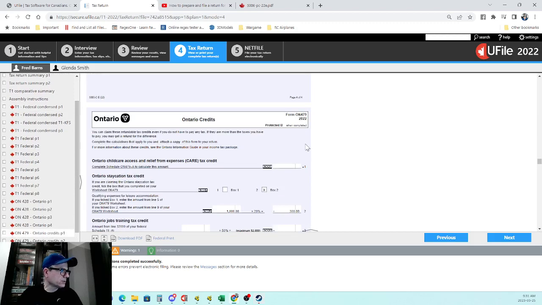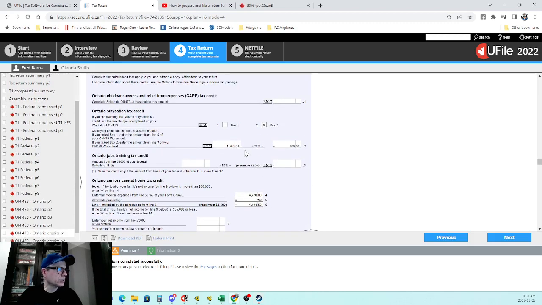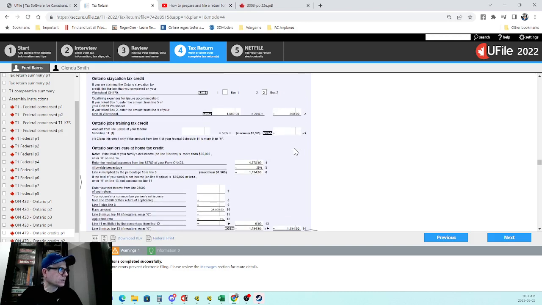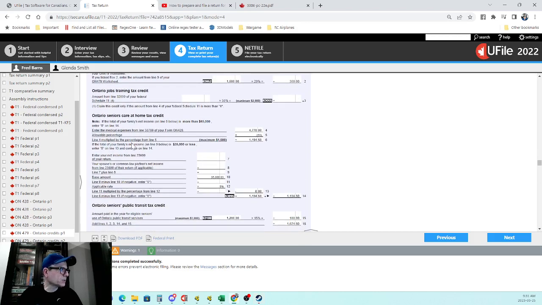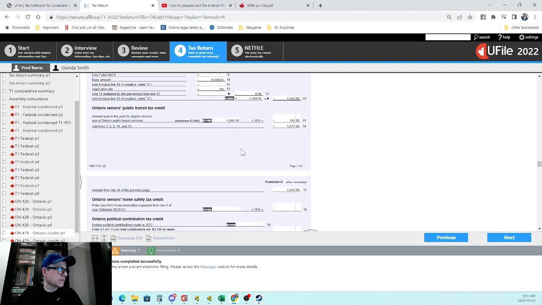And let's get to the Ontario credits that she's entitled to. So here's the staycation credit, which is 20% of 1,500, comes up to $400. Then enter the medical expenses on line 58769 of your Ontario 428, and you get a quarter of that back. And here's the Ontario Public Transit credit, which is 15% of the amount that you paid, for a total of $1,674.50.